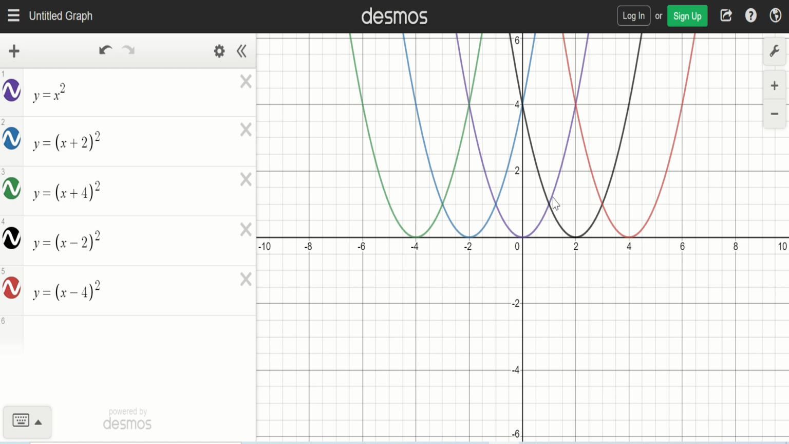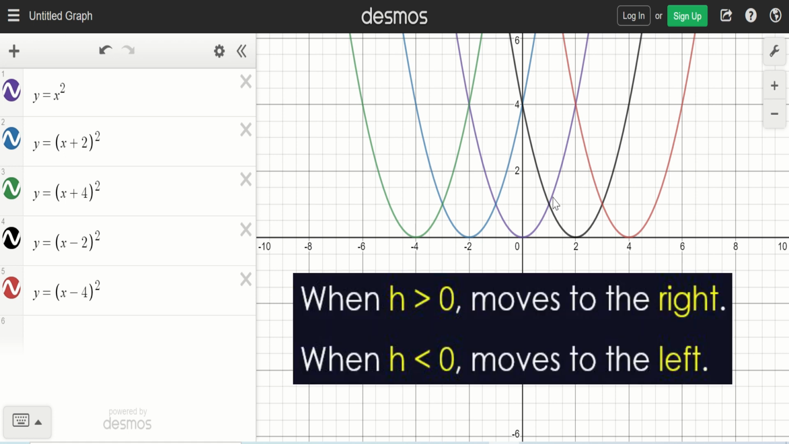Therefore, if there is a change of h in the graph of y is equal to a times the square of x minus h, then if h is greater than 0, it moves to the right. But if h is less than 0, the parabola moves to the left of our parent graph.